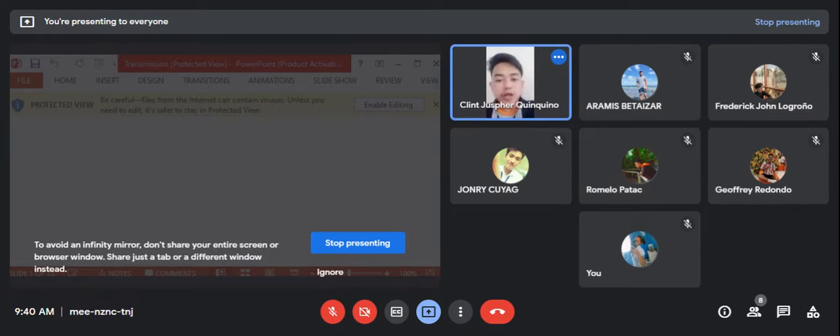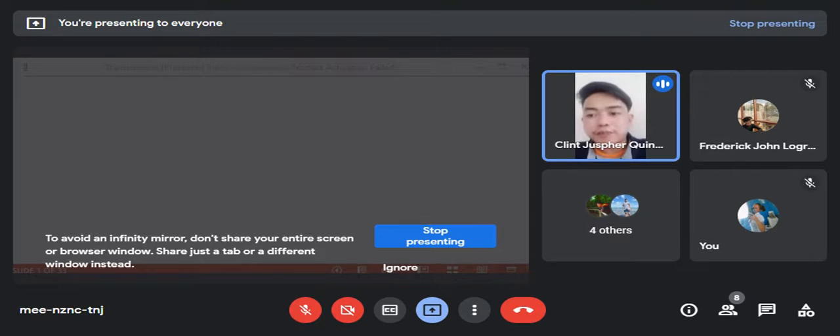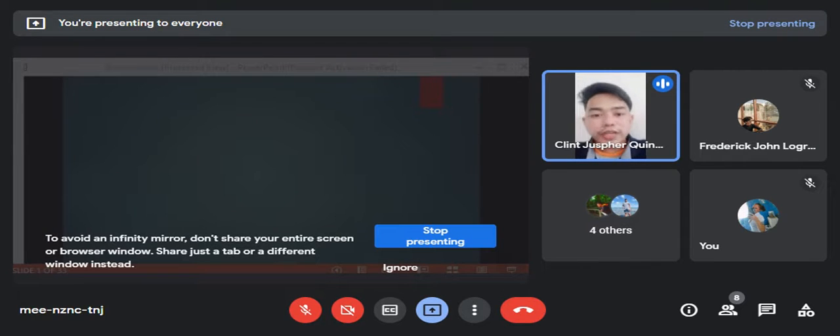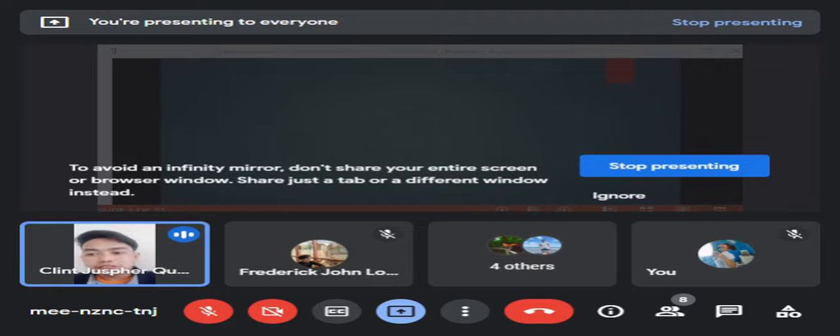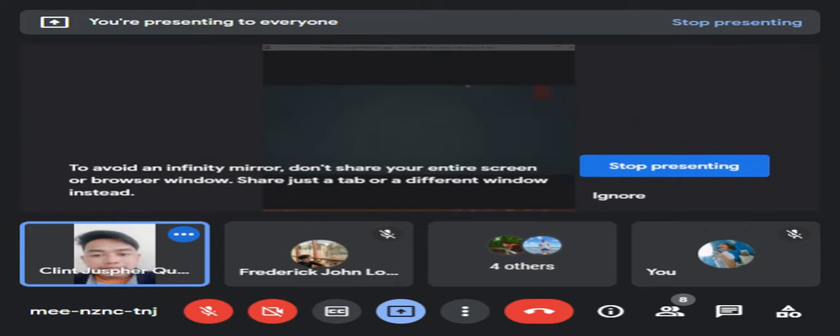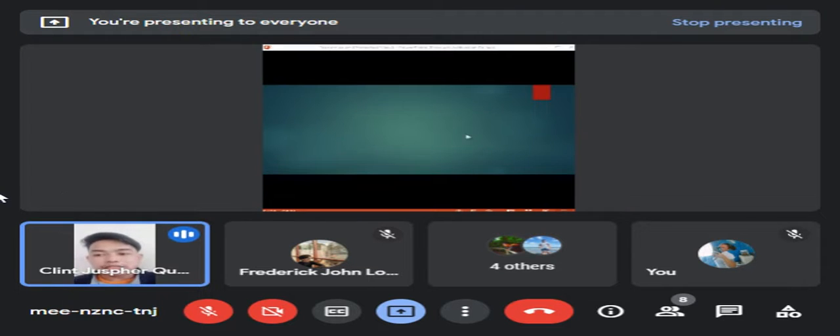So, since we are done discussing the different CCTV components, today we are going to discuss the transmission of data, how the transmission of data works. So what are the ways of transmitting the data from the camera to the video recorder or to the decoder to the display or the monitor?